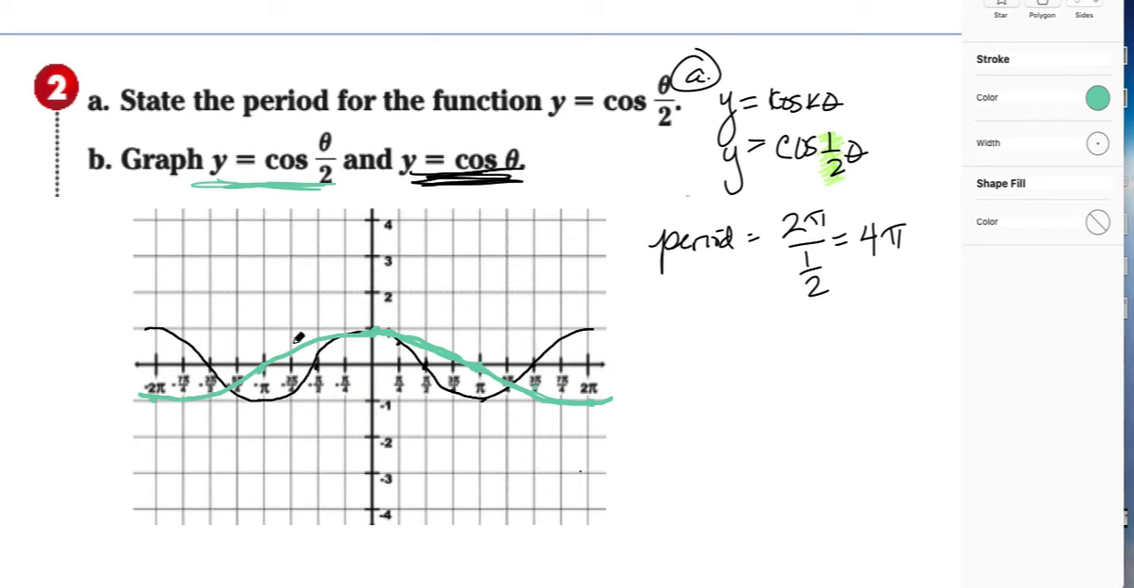You can see why it's 4 pi, because everything is taking longer to happen, and we would continue on in that kind of way. Hopefully that makes sense. Let me know if you guys need help with that, because I know it's weird to graph online. All right, so let's go ahead and look at the next example.